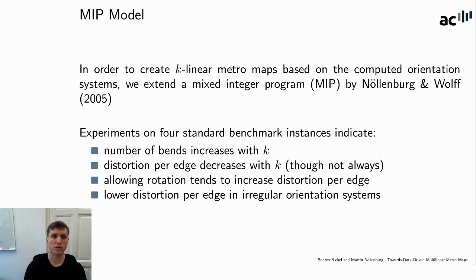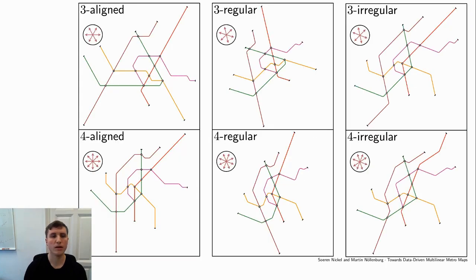To actually compute k-linear metro maps, we extend an already existing mixed integer program by Neulenburg and Wolf, such that it can consider different orientation systems and a different number of linearities. Here you can see some examples of the metro maps that we have computed.